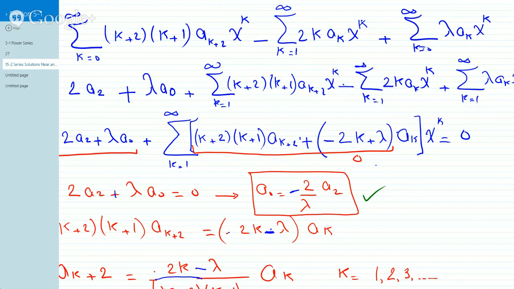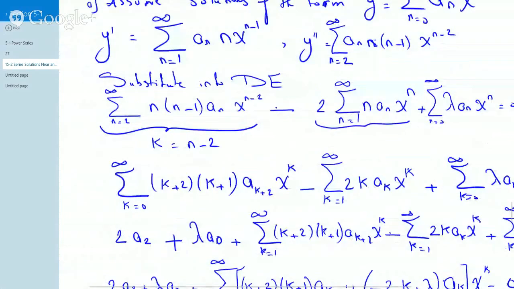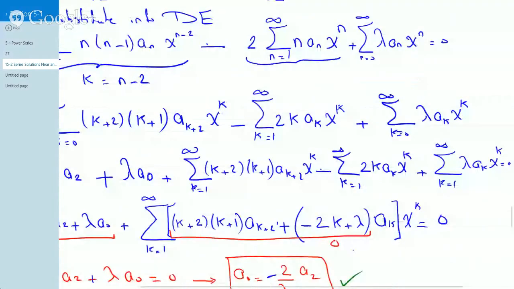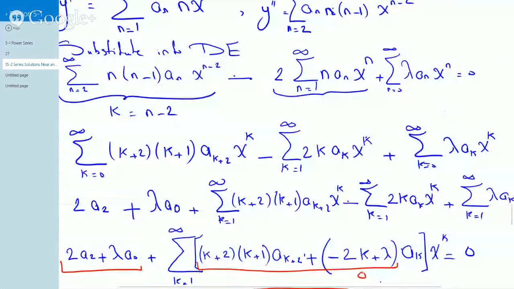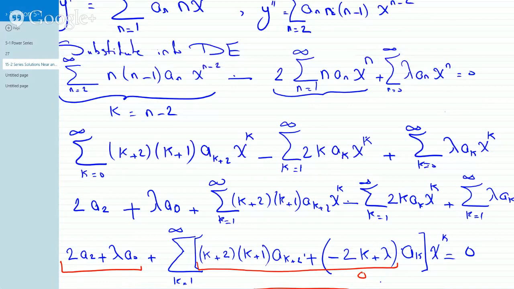All right. Look here, let me show you the step. I called k to be n minus 2. What that did is it did two things. First, it made x to the n minus 2 into x to the k. And the other thing it did, since this is n equals 2, and now k is n minus 2, that means this is starting at k equals 0. So they're all going to be starting at the same place soon.